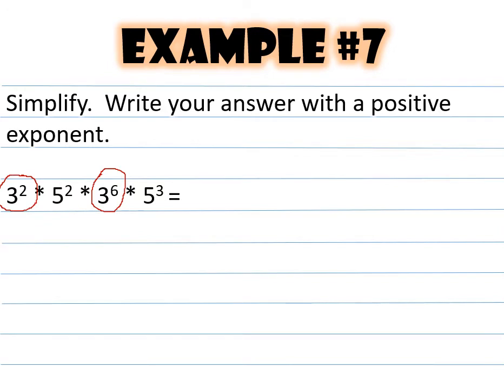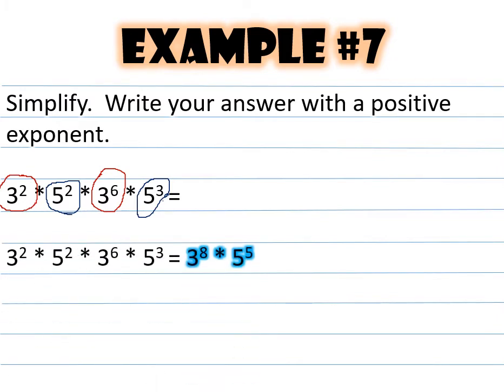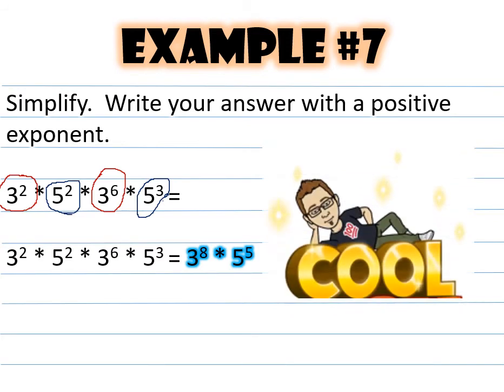I'm also noticing 5 to the second power and 5 to the third power. Since they both have a base of 5, we can put those two together as well. So when we put our 3's together, it's 3 to the 8th power, and when we put our 5's together, it would be 5 to the 5th power. Pretty cool.